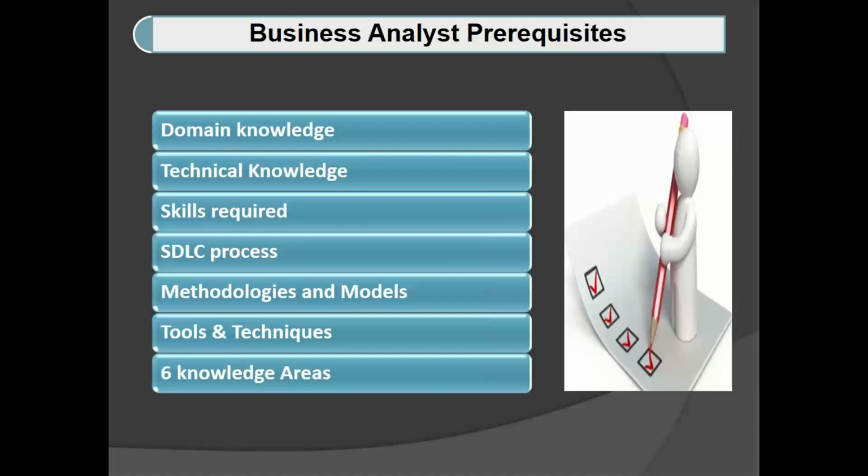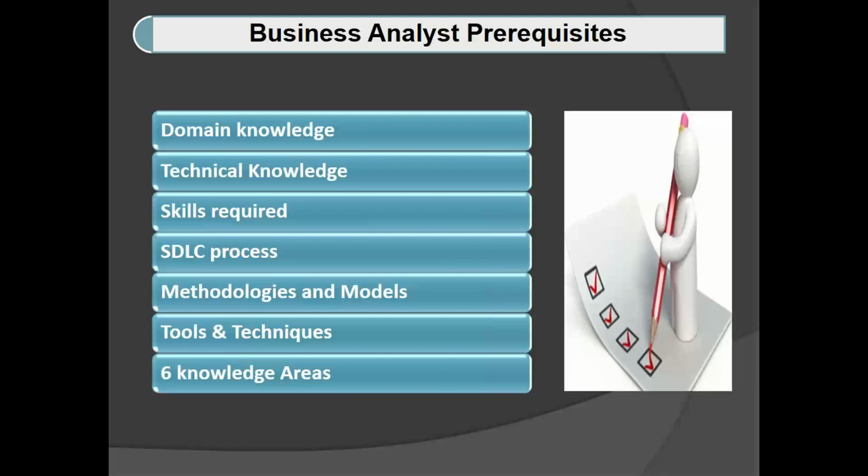Then third one is leadership qualities. Why leadership qualities? Next to the project manager, it is the BA who is going to handle the team. So to handle the team, you need to have good leadership qualities. Fourth one is listening skills. It is the responsibility of the BA to listen to the requirements given by the client, and he has to document those requirements properly. So if you don't have good listening skills, then you may document wrong requirements, which may lead to project failure.